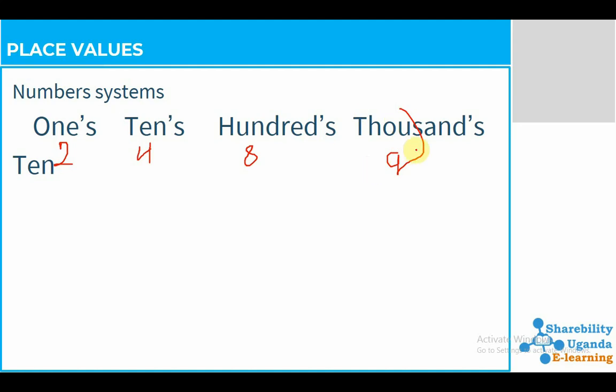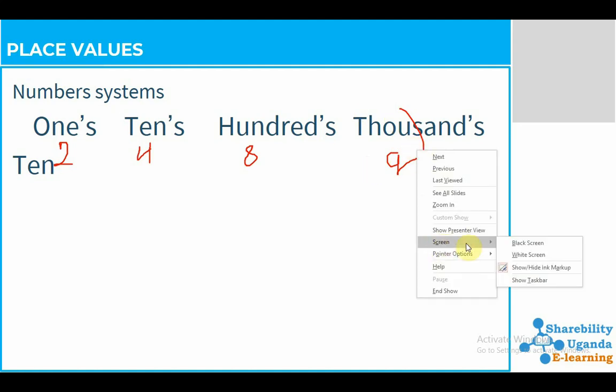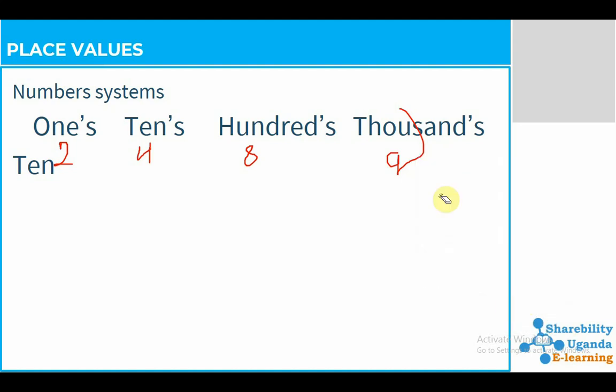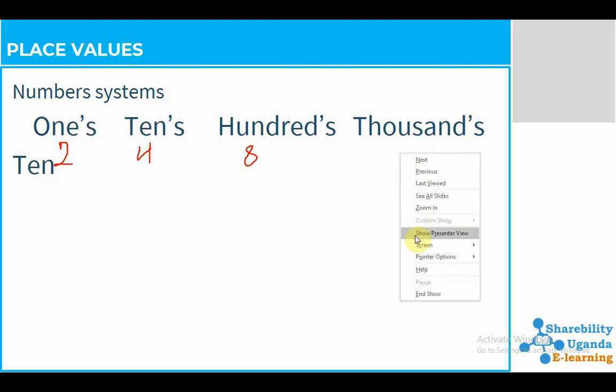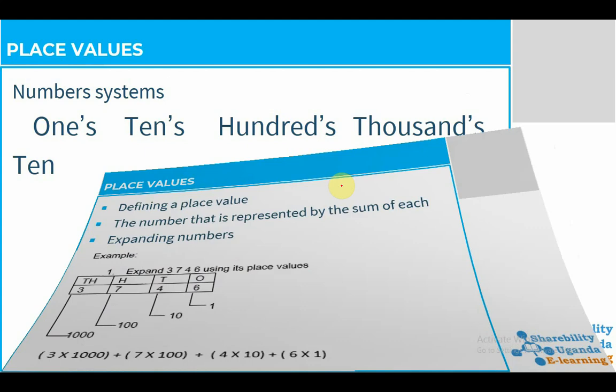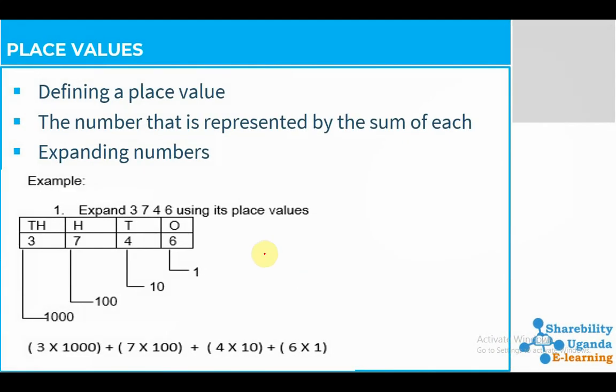Okay, so that is a brief description of how we can represent these numbers. Say if this is a 9, we shall say it is under 1,000. Okay, let's now briefly see how this came about. So this is how we are able to come up with this.